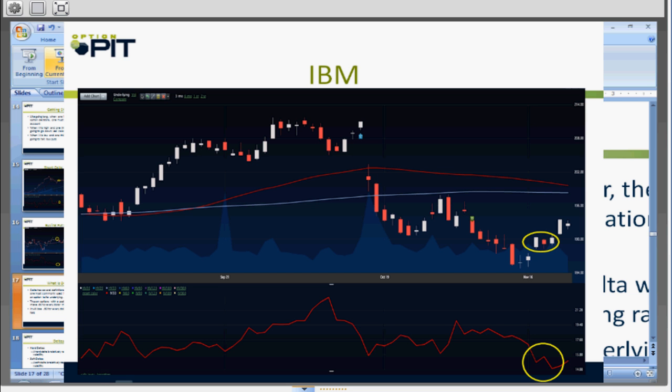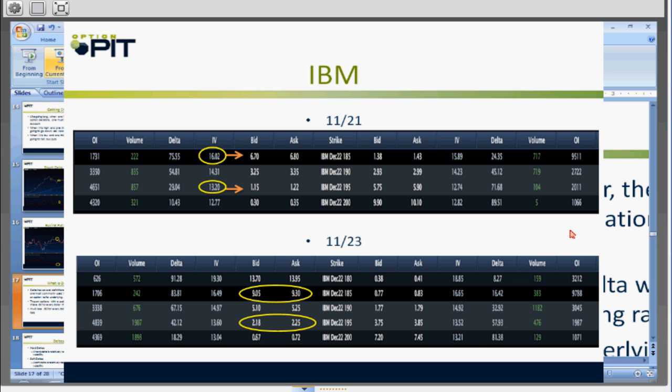Here's IBM again. IBM at some ridiculously low level. Let's take a look here, guys. On 11/21, we can buy an IBM 185 call for $6.75. Two days later, it's worth $9.25. So we make $2.50. Now, not bad. Hey, certainly better than a kick in the stomach.